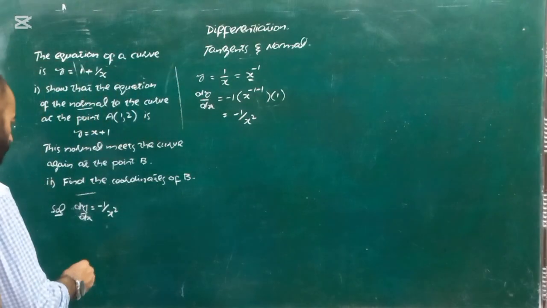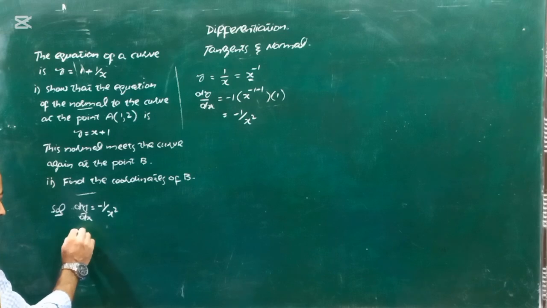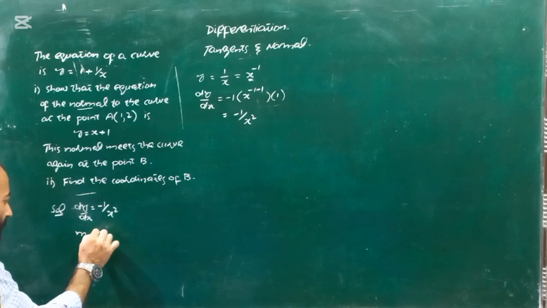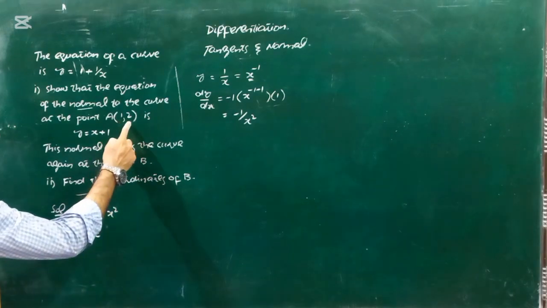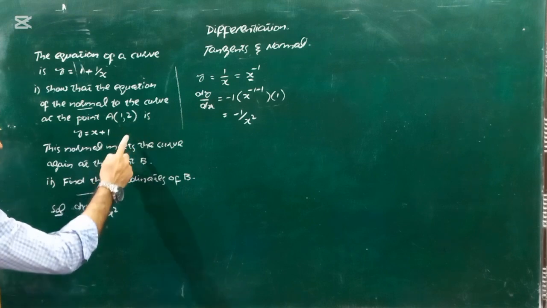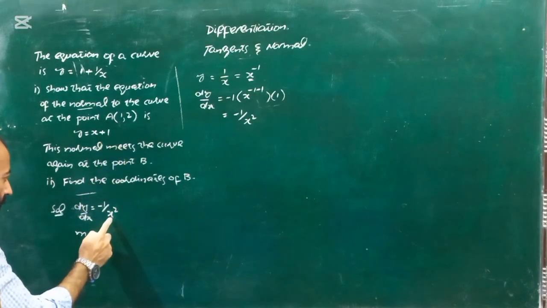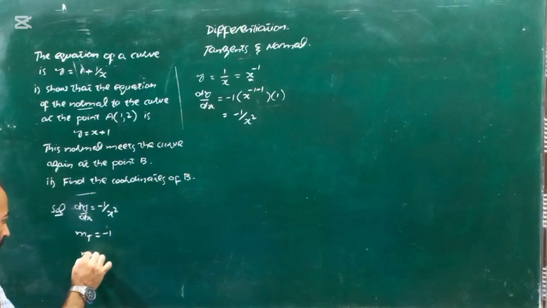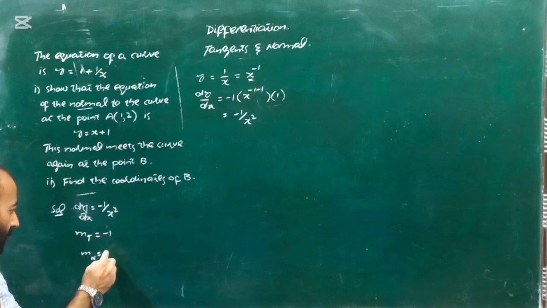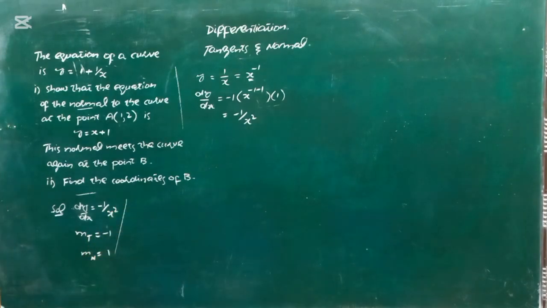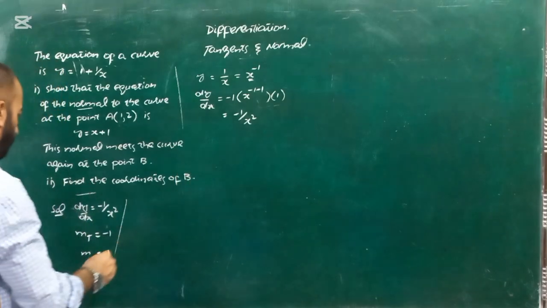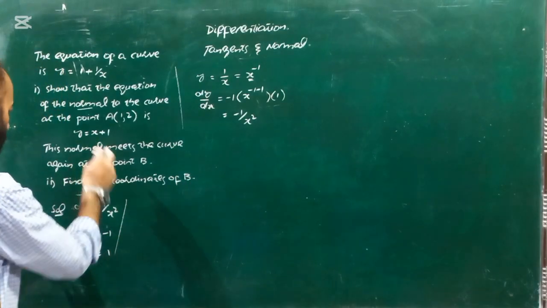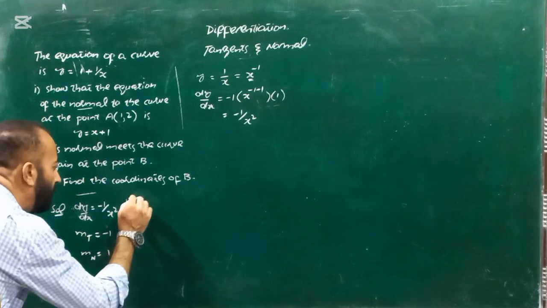Okay. Now we are going to take the gradient of the tangent. The point is here. x is 1, y is 2. So we are putting 1 in place of x. So this will be minus 1. And the gradient of the normal will be the negative reciprocal of this one. So the negative reciprocal will be 1. So moving further now, the equation of the normal. Because we have the normal now, so equation of the normal.